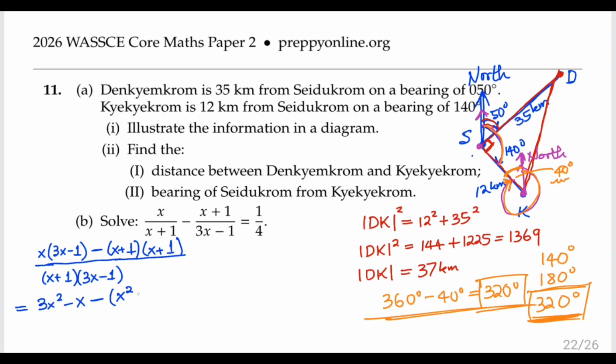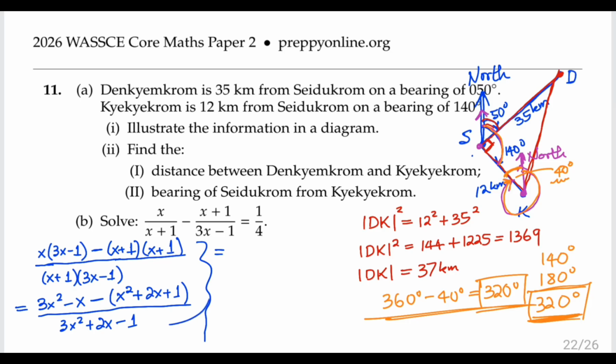It's a perfect square, so we have x squared plus 2x plus 1. And then we divide by the product. We can expand the product because eventually we're going to multiply things out. So let's write that. We get 3x squared minus x plus 3x. So that gives us plus 2x and then minus 1. And then we continue our simplification.